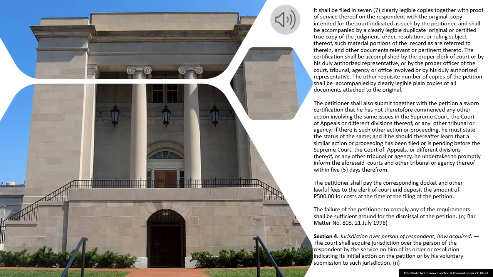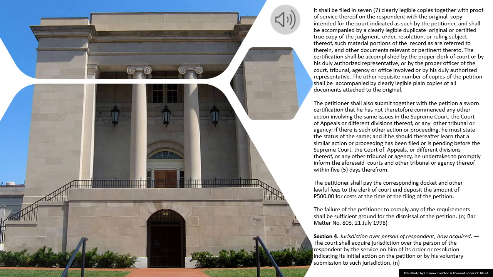The other requisite number of copies of the petition shall be accompanied by clearly legible plain copies of all documents attached to the original. The petitioner shall also submit together with the petition a sworn certification that he has not theretofore commenced any other action involving the same issues in the Supreme Court, the Court of Appeals or different divisions thereof, or any other tribunal or agency.